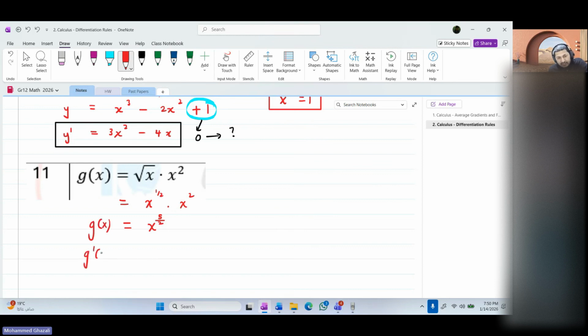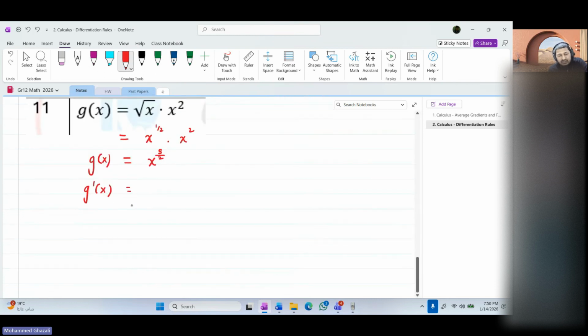Now, what is g prime x? Okay, the small symbol means prime, or g derivative x. G derivative of x is 5 over 2 times 1. So that's 5 over 2. X to the power, take 5 over 2 minus 1. You're always minusing 1. Every time you have to minus 1. Where are we getting the 5 over 2 from? By multiplication. 1 times 5 over 2 is 5 over 2. 5 over 2 minus 1 is x to the power 3 over 2.